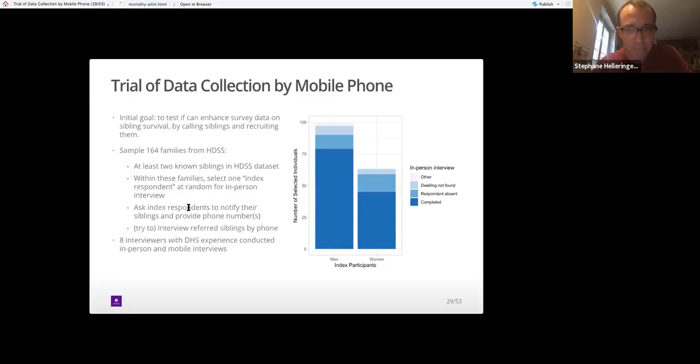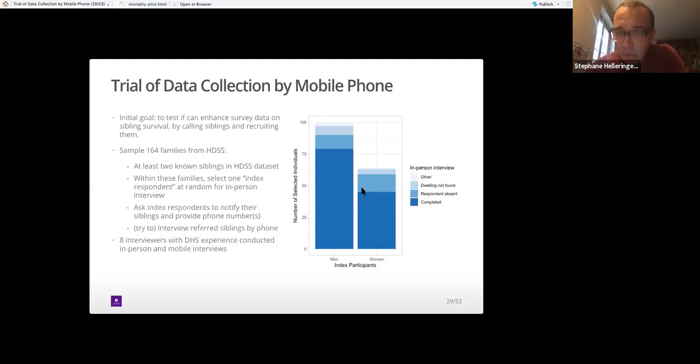So we did that in February and March of last year. And we asked that index respondent to notify the siblings that they had listed during the course of the interview and data collection on sibling survival, to notify these siblings about the existence of the study and to provide them with a phone number where we could reach them. And then we went on to try and contact these referred siblings and interview them by phone. We employed 8 interviewers that had DHS experience, so the typical skills of an interviewer, and we asked them to conduct both the in-person and mobile interviews.